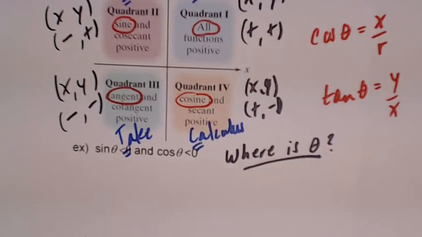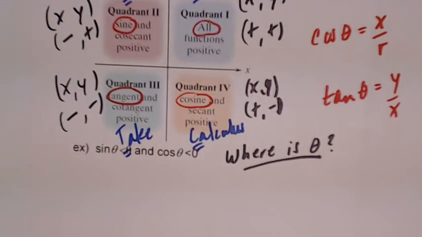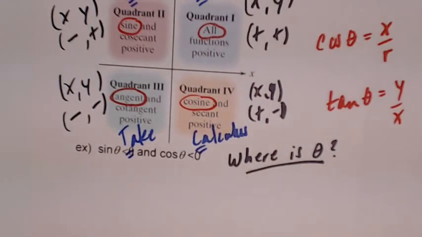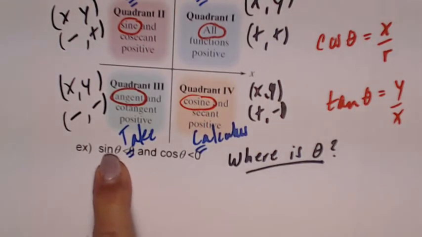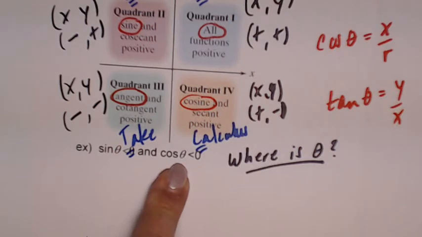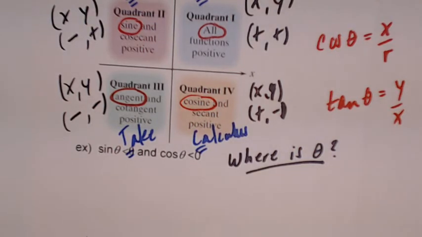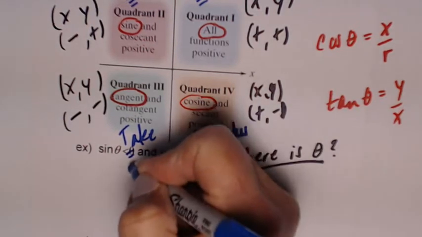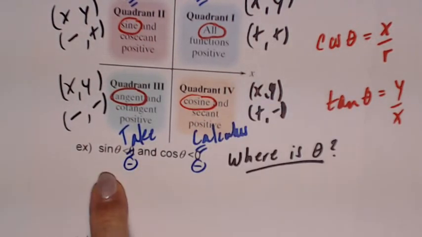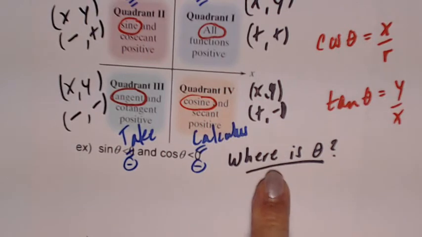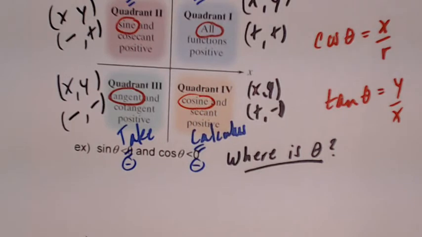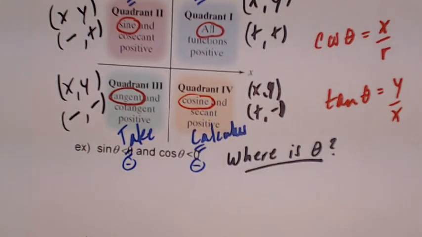Okay, so looking at the first example of applying this, in your notes you can read it. Sine of theta is less than 0 and cosine of theta is less than 0. So what kind of numbers are less than 0? That's negative numbers. So what we're trying to find out here is, where is this angle theta? And what we're told is that the sine of theta is negative and the cosine of theta is negative.